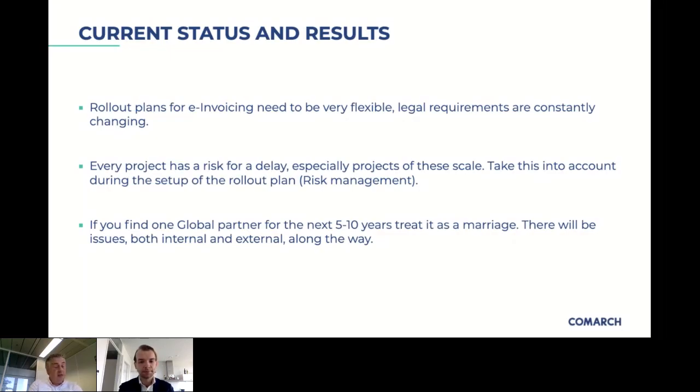So are we there already? Definitely not. Do we still have a lot of things to do? The answer is yes. And are we working still together to get to the end state? Also, the answer there is yes.